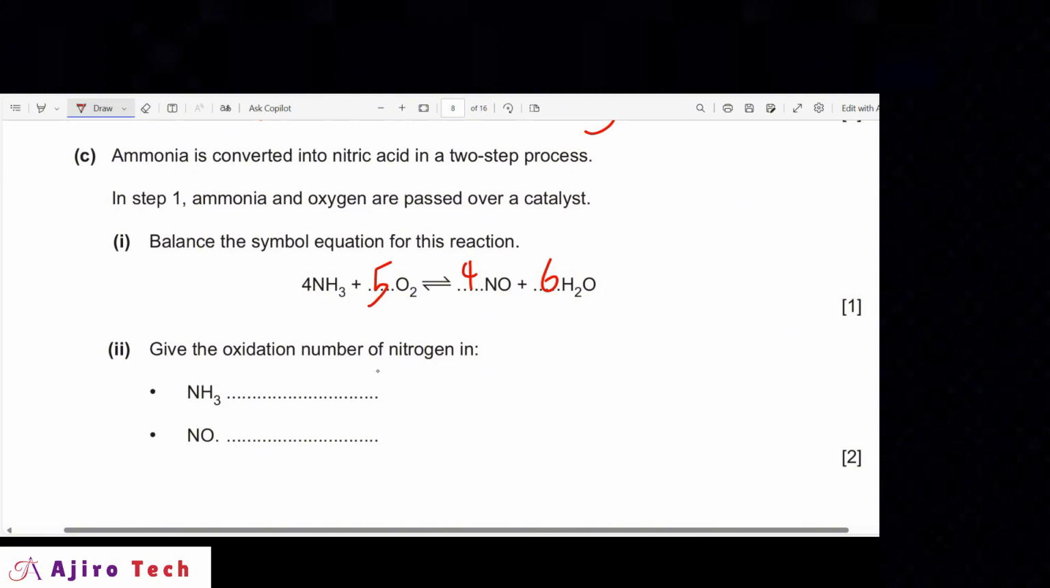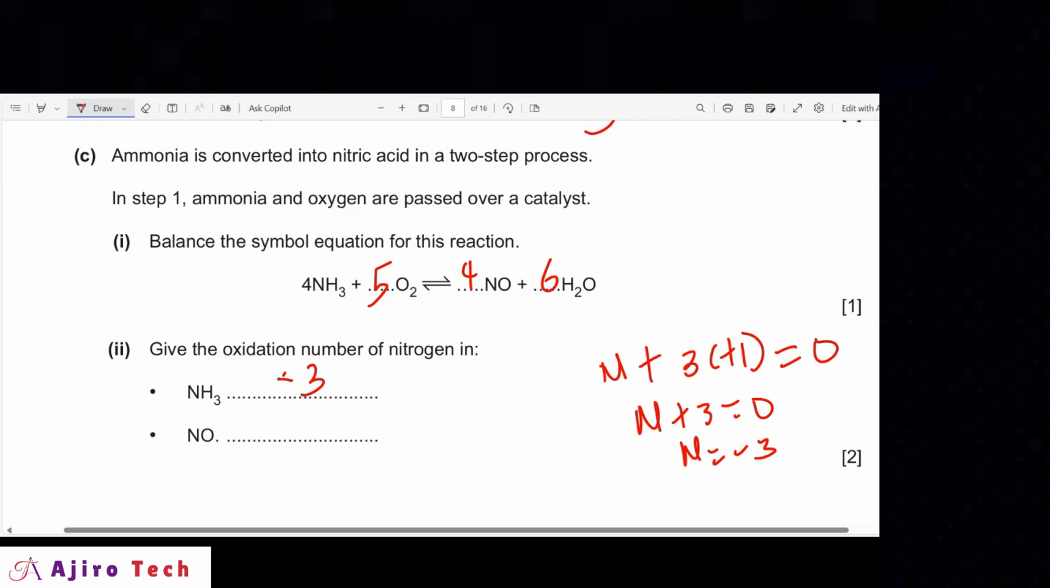Give the oxidation number of nitrogen in this. Let's calculate that. We know hydrogen's oxidation number is always plus 1. So N is unknown plus 3 into bracket plus 1. Everything should be equal to 0 because it's a neutral compound. We're going to have N plus 3 equals 0, so N equals minus 3. The oxidation number of nitrogen here is minus 3.